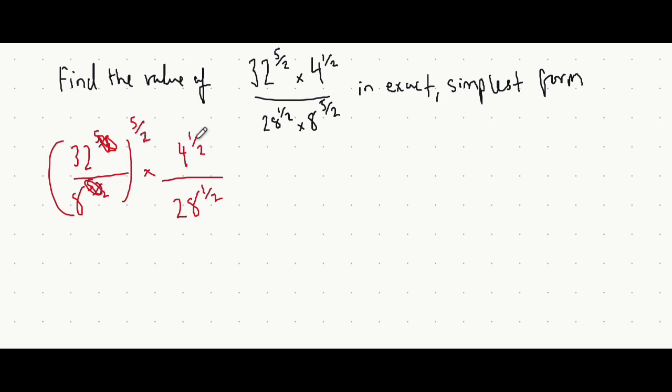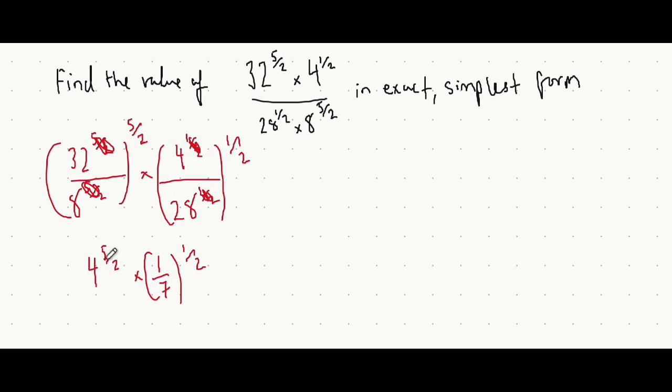So because they're both common powers of a half, we can say that this is all 4/28 all to the power of a half. After you've done that, you may have spotted already, but 32/8 is essentially just a divide sign. 32 divided by 8 is 4. So this is 4 to the power of 5/2 multiplied by, and then 4/28 is 1/7. So 1/7 all to the power of a half.